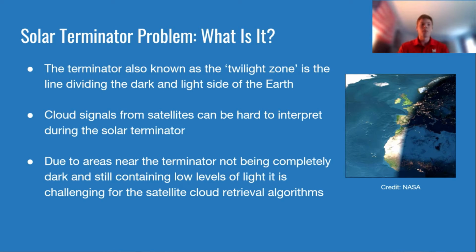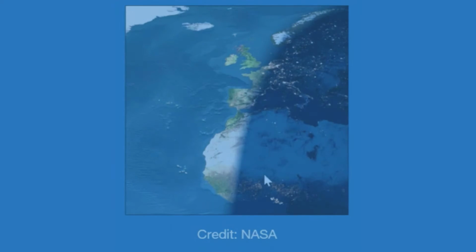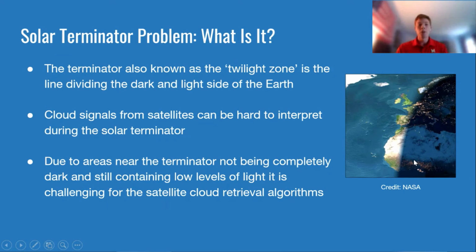What is it? So the terminator is also known as the twilight zone, and it's the line that divides the light and the dark side of the Earth. As shown in the figure here, this is the terminator line. And what's the problem with it is that cloud signals from the terminator can be very hard to interpret, and that's due to very low levels of light. It's not completely dark and it's not completely light on this line, so that makes it challenging for satellite retrieval algorithms to accurately detect cloud cover.